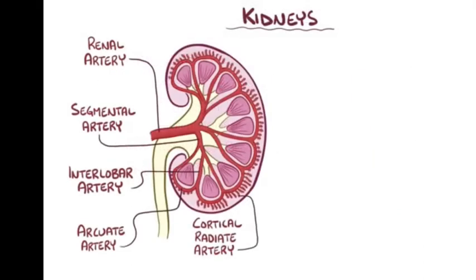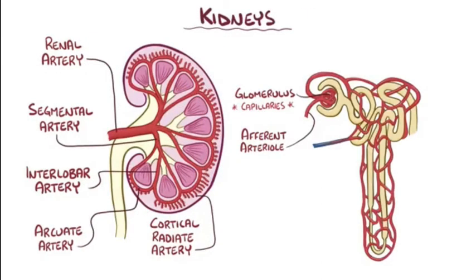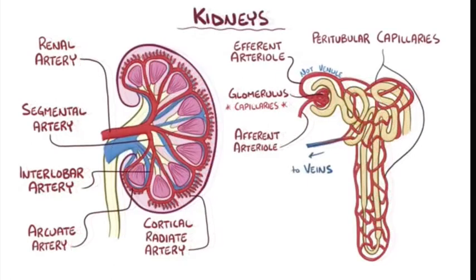The renal artery, which receives the blood from the heart via descending aorta, will divide into segmental artery, interlobar artery, arcuate artery, corticoradial artery, and subsequently it will divide into afferent arteriole, into the glomerulus, which is a network of capillaries, and subsequently efferent arteriole, which will go into the peritubular capillaries before it enters the vein, which will divide into arcuate vein, interlobar vein, and subsequently renal vein.